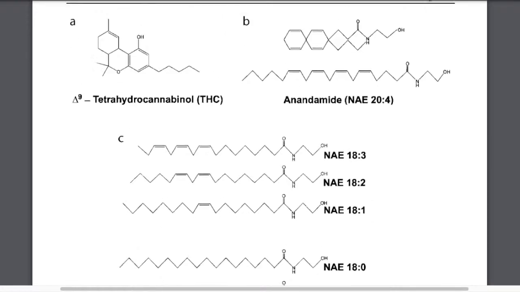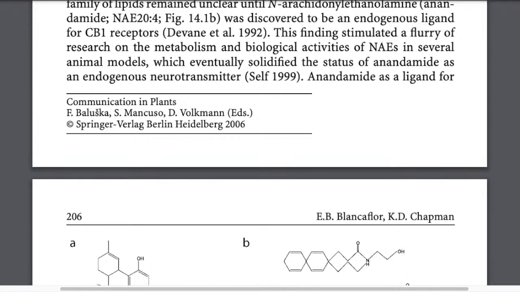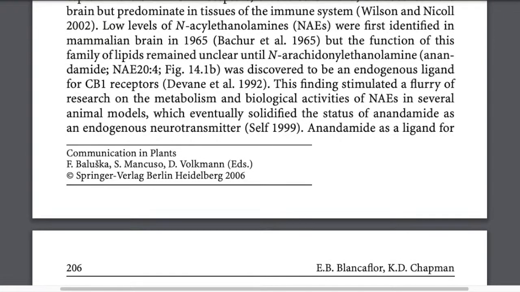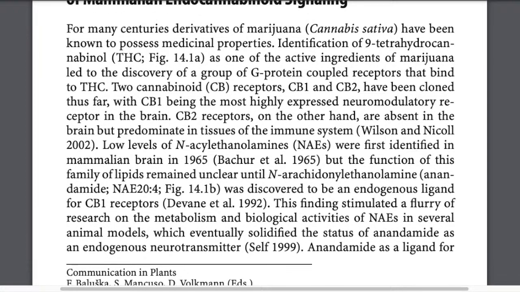So let me get this straight here, because it does get quite confusing, and I want to keep everyone on the same page here. So the CB1 receptors and CB2 receptors. These were discovered, CB1 being in the neuromodulatory, meaning for changes in the neuro receptors, and the CB2 are absent in the brain but predominant in the tissues of the immune system. So CB2 is for immune, CB1 is for brain. Let's continue.